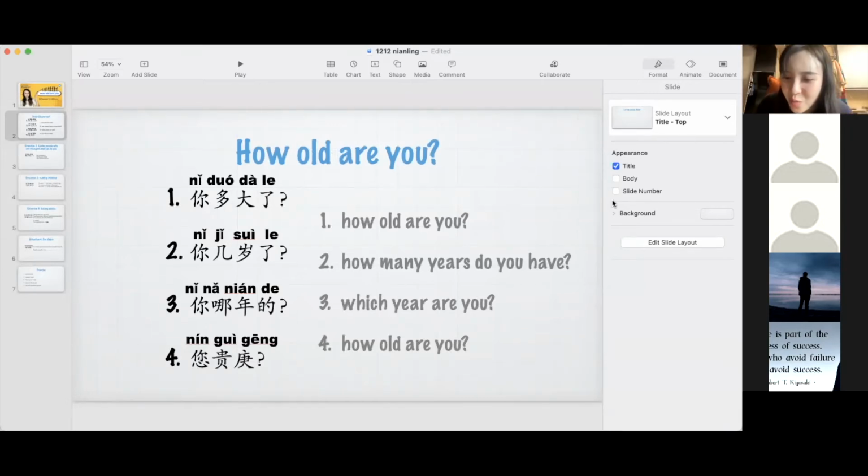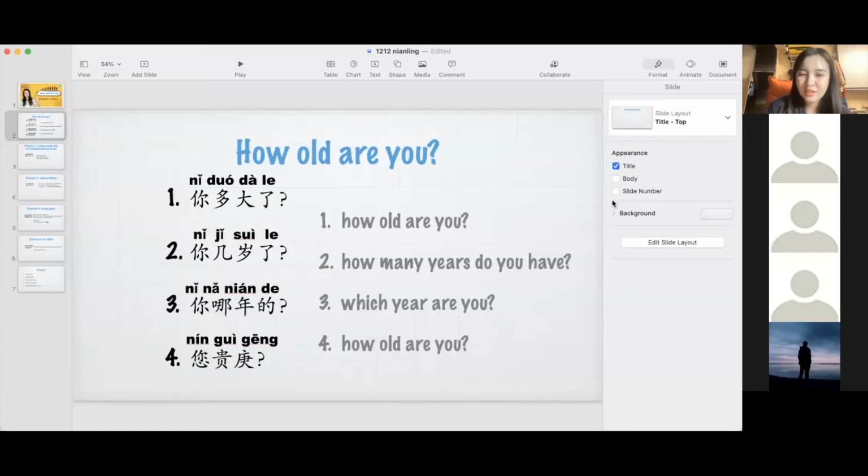Someone say option 1. 你多大了? Okay, yeah, cool, correct. 你多大了? Right. And if it's your sister, any other option? 你几岁了? Yeah, 你几岁了? 对, correct. If your sister is really young, you can say 你几岁了? Correct.